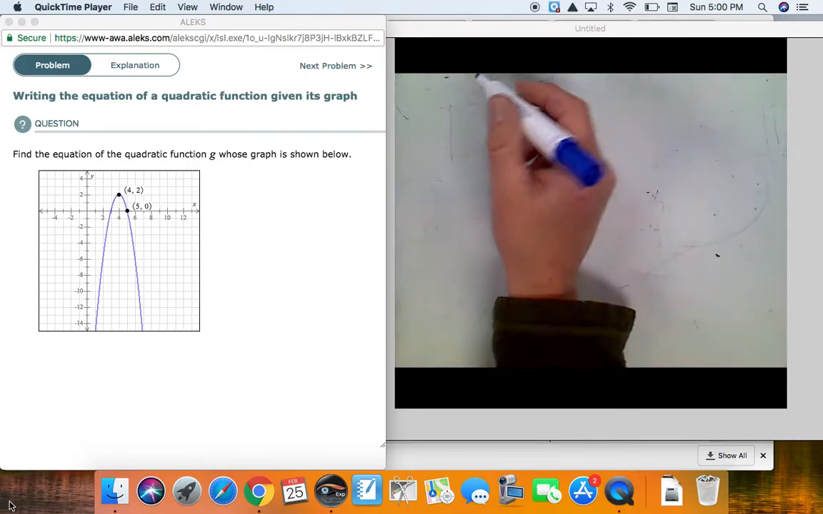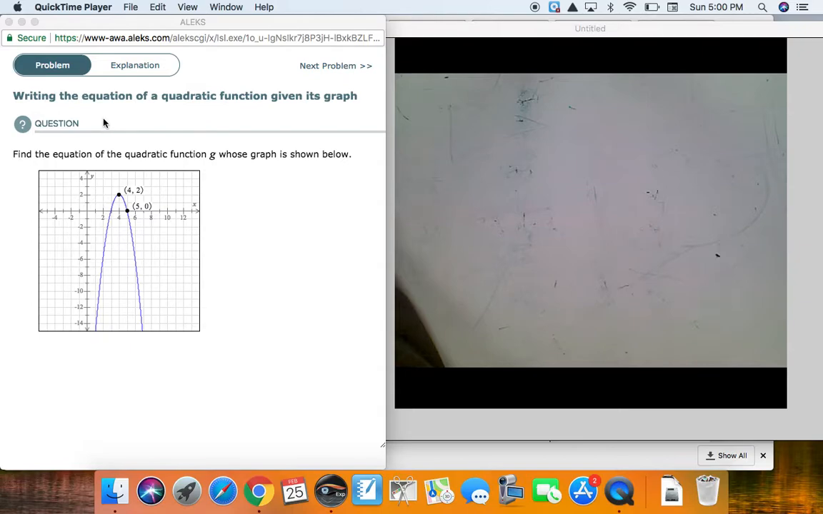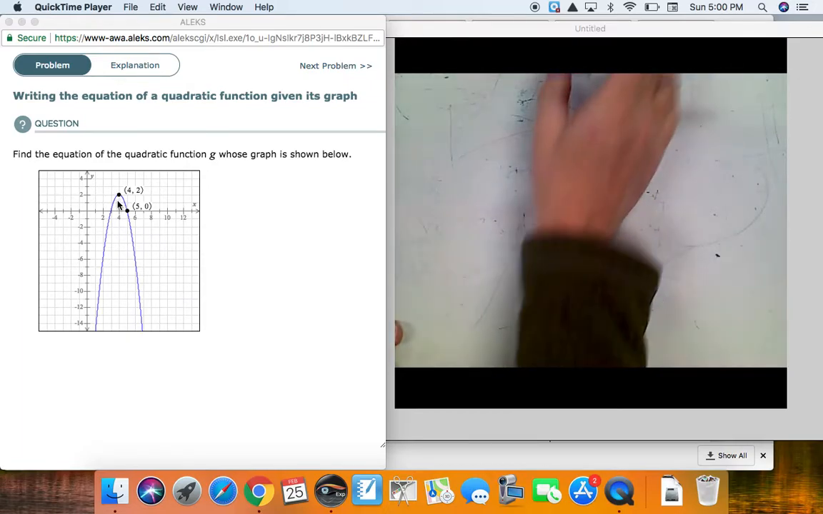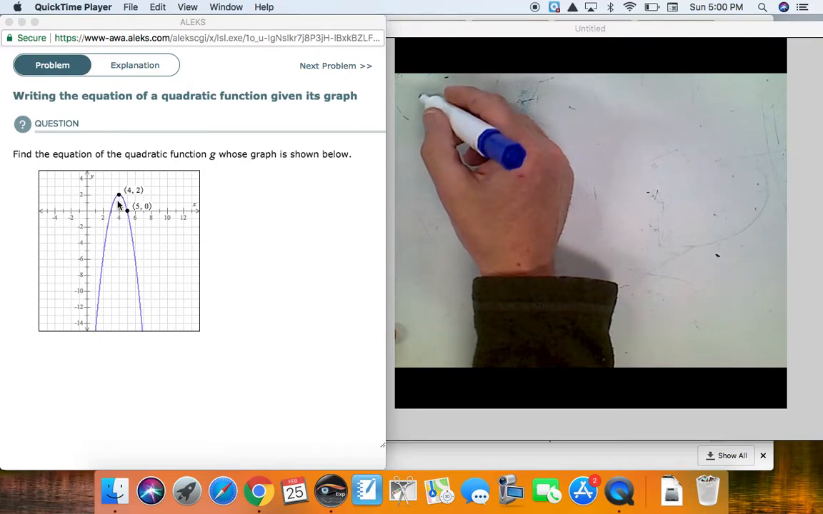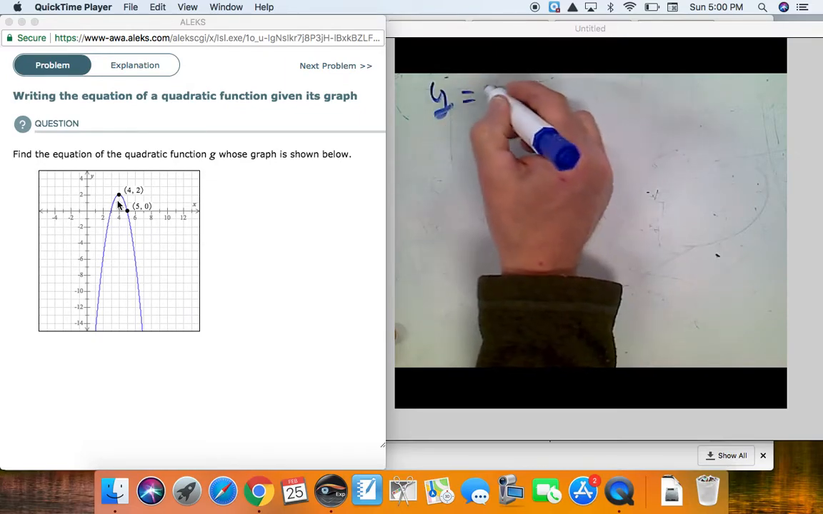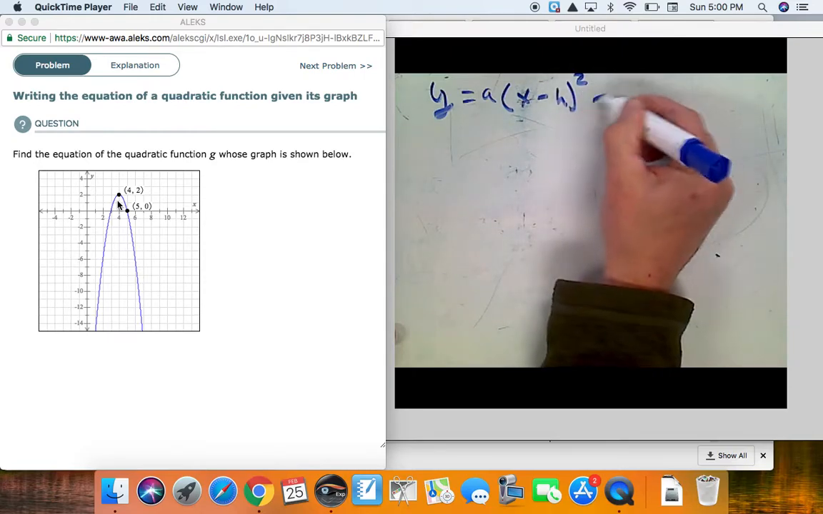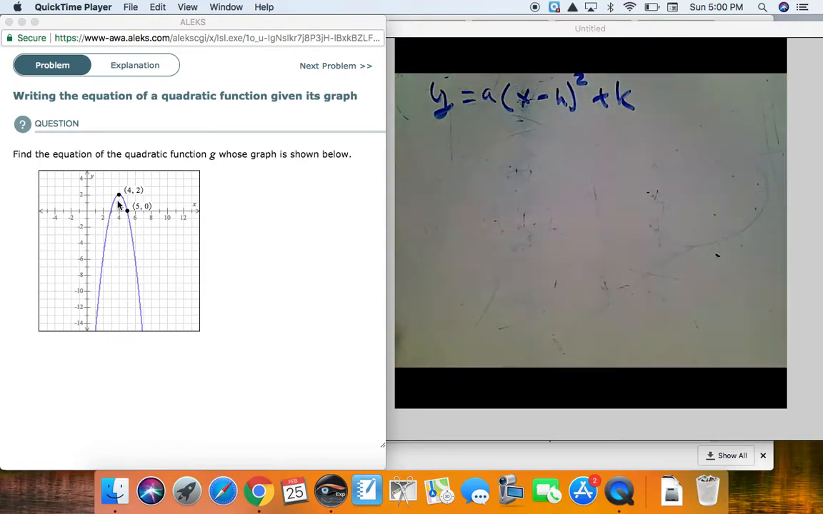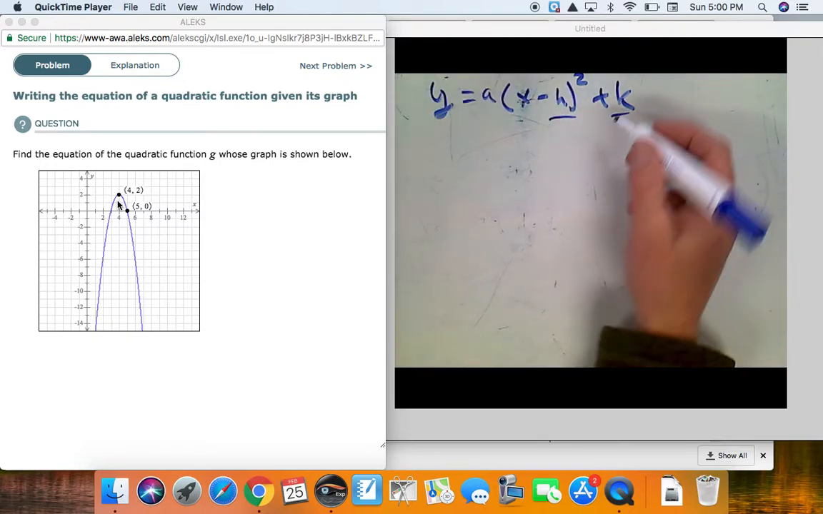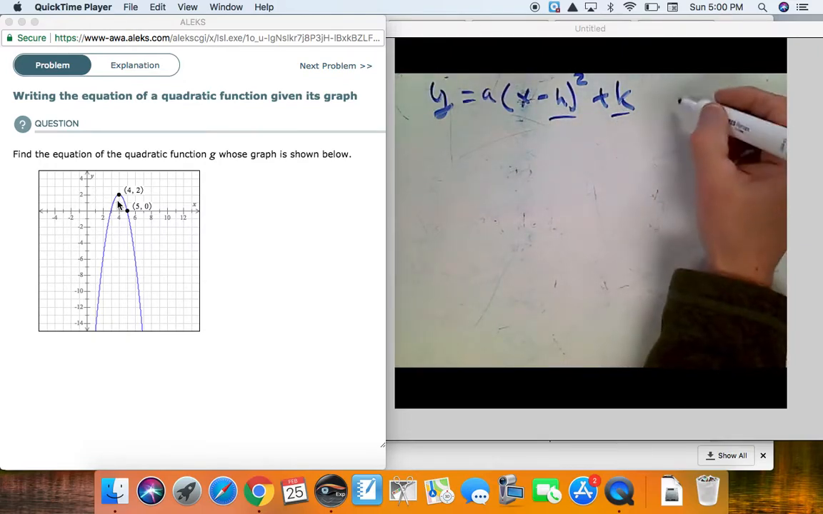So we're going to talk a little bit about writing the equation of a quadratic function given its graph. So we have this graph over here, and the most prominent feature that we can see is this vertex. We'll actually do this in two different ways, but the easiest way is probably using vertex form, which we know is y equals a times x minus h squared plus k, where h and k are the coordinates of the vertex.